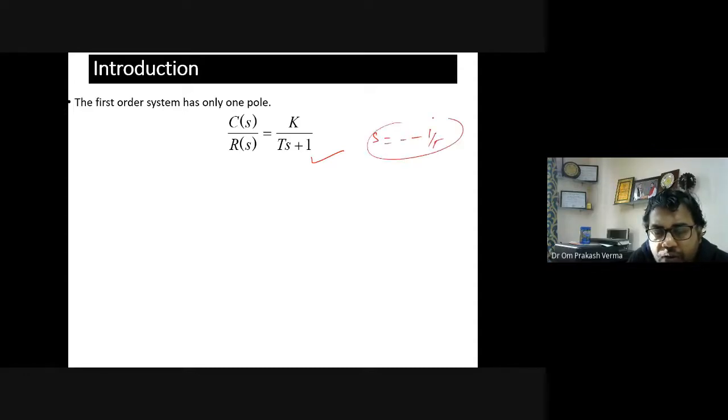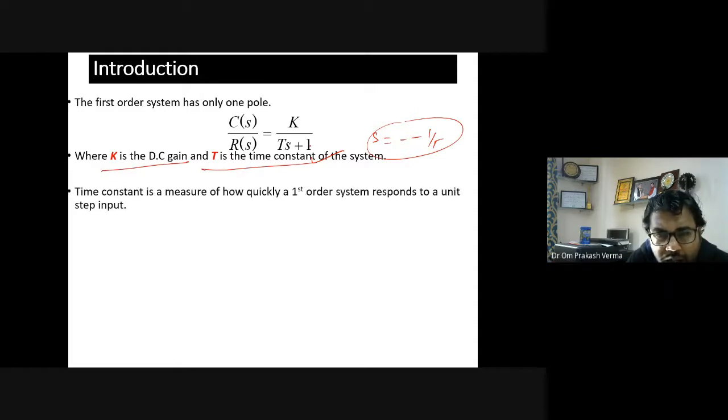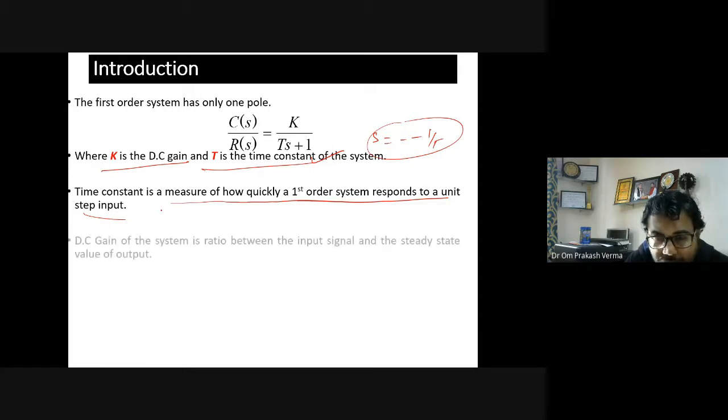So K is the DC gain and T is the time constant, as you know. So what is the time constant? Time constant is a measure of how quickly a first order system responds to a unit step. We have already seen with an example in the previous class what happens when the time constant increases or decreases. So what is the DC gain?